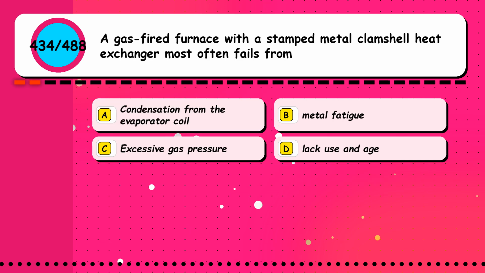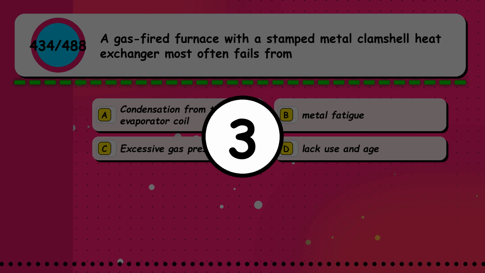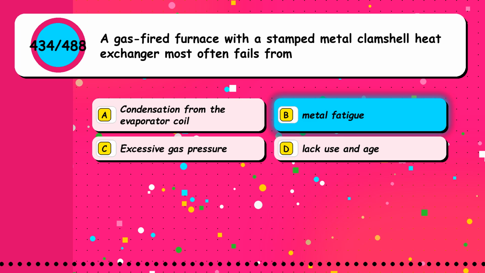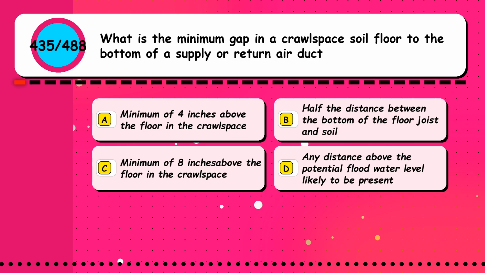Question 434. A gas-fired furnace with a stamped metal clamshell heat exchanger most often fails from: Option A, condensation from the evaporator coil. Option B, metal fatigue. Option C, excessive gas pressure. Option D, lack of use and age. The correct answer is option B, metal fatigue.